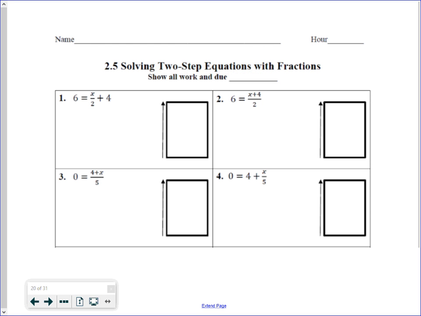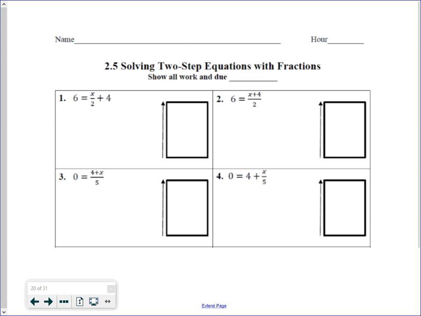We're just working on giving some homework help for homework 2.5, solving two-step equations with fractions. Again, we're using the box on these ones, and the box is really helpful. So this is an 8th grade math class homework help, and we really haven't seen these until 8th grade.